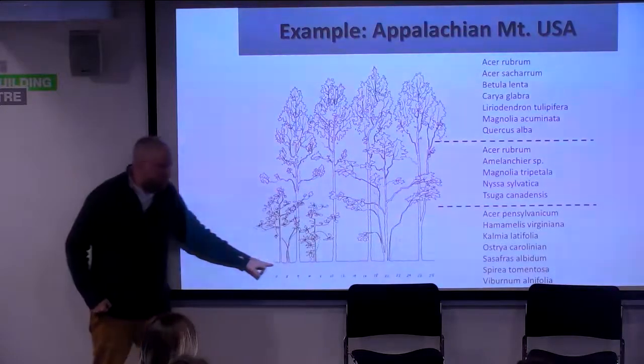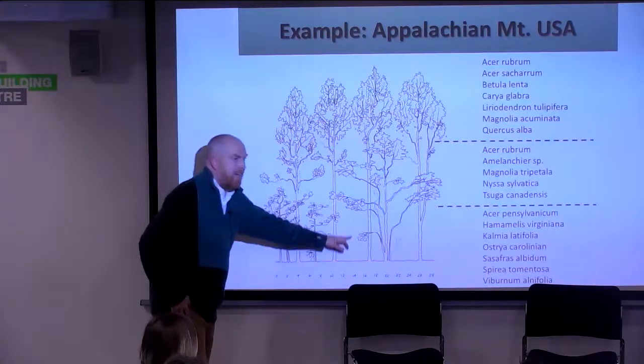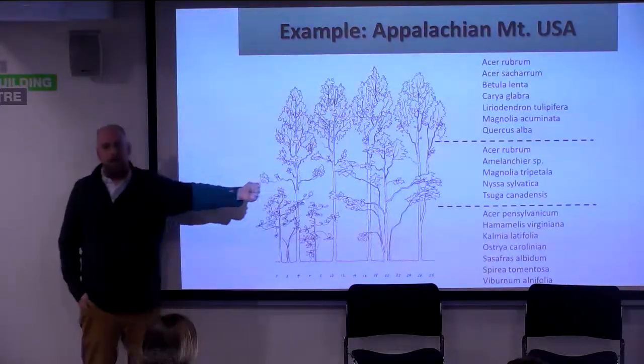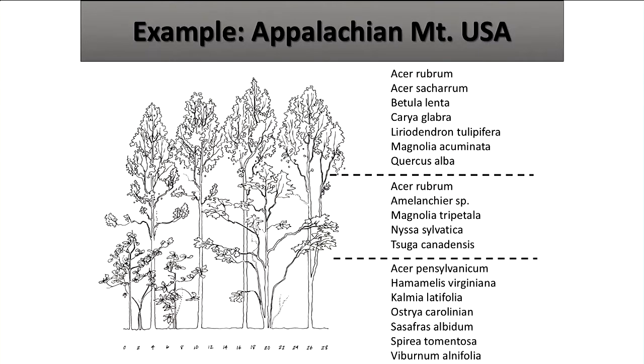Because this is Magnolia tripetala, the bigleaf magnolia. This is where it grows, inside, protected, this lovely place. And if we plant it outside, it's a completely different game for that plant.